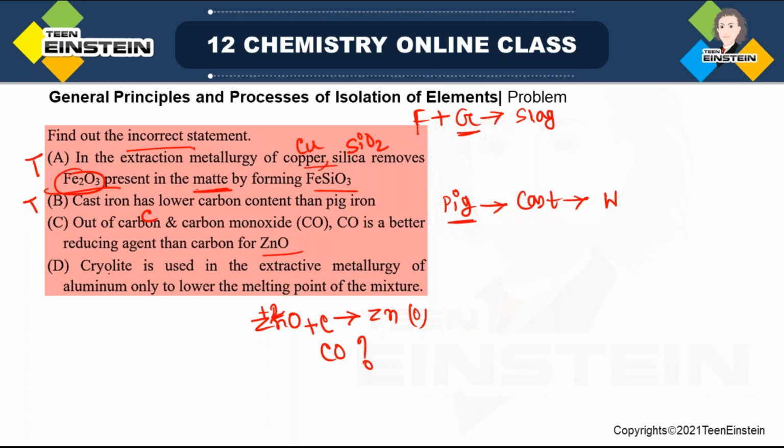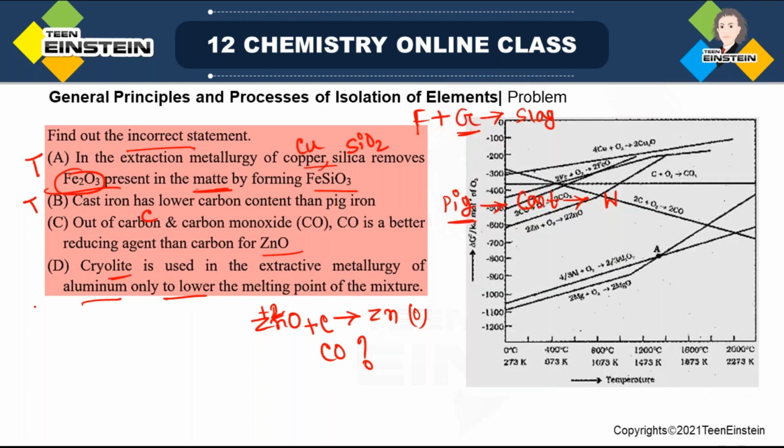But before that, let us see the last statement, that is cryolite, which is Na3AlF6. Okay, this is used in the extractive metallurgy of aluminium. This is obviously correct, and the reason mentioned is only to lower the melting point of the mixture. Okay, so cryolite is basically used to lower the melting point of the mixture. That is actually true. So among C and D, if D is true, then C must be wrong. But why C is wrong, that we have to see.